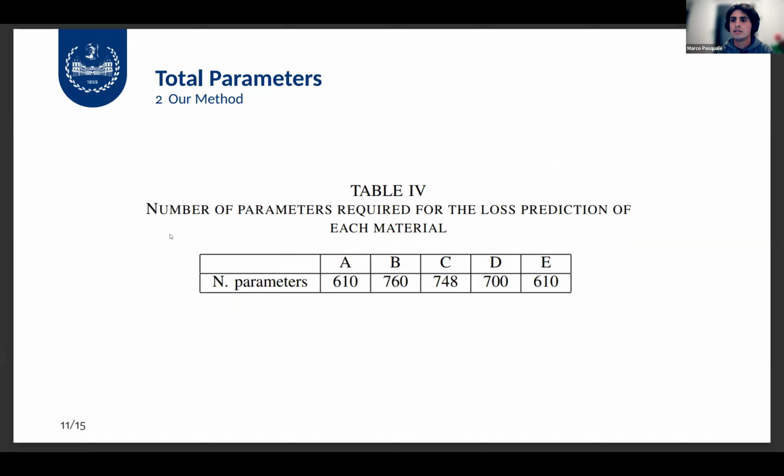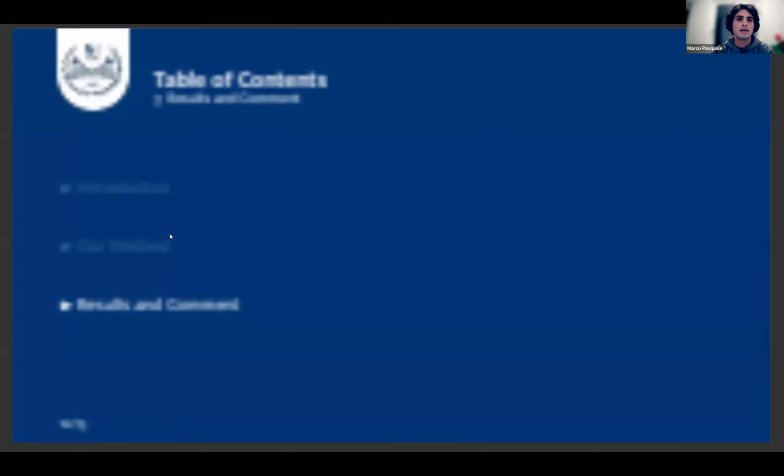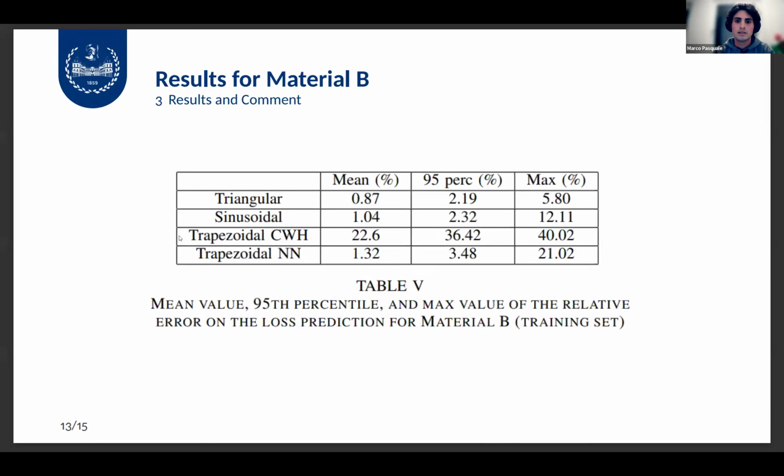All right, these are the total parameters. As we said, we wanted to keep it as simple as possible. And we think we in some way got the result. So around 600, 700 parameters per material. And let's see the results.